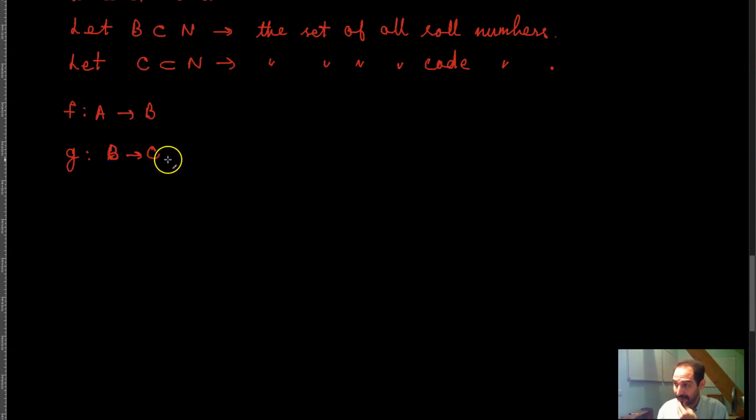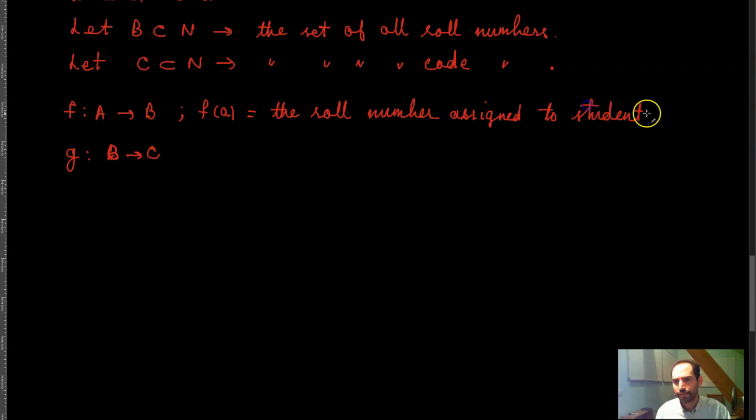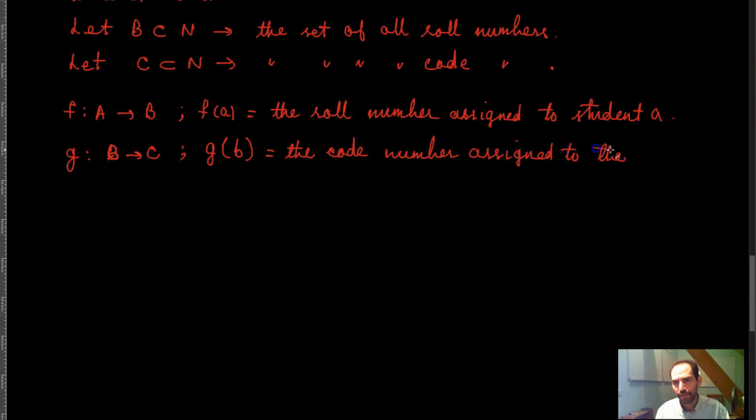The two functions are given by f of a is equal to the roll number assigned to the student A, and g of b defined as the code number assigned to the roll number B.